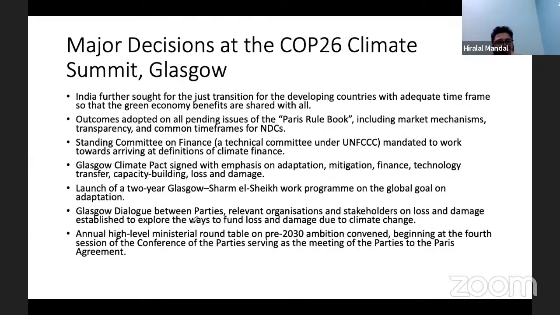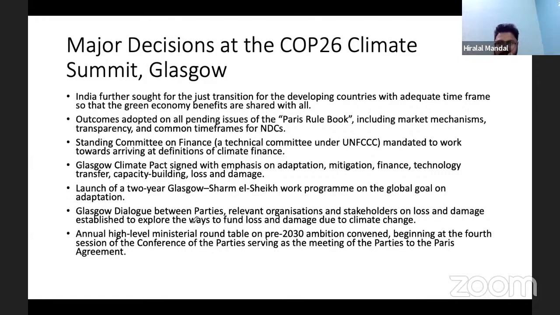Last year, the COP26 summit was held in Glasgow, and it was extremely important. Why? Because the Prime Minister participated in the event, and in fact announced India's goal to achieve net zero emission by 2070. So therefore it is important, and some decisions were taken at Glasgow. You must have gone through some of the decisions which were taken at Glasgow.